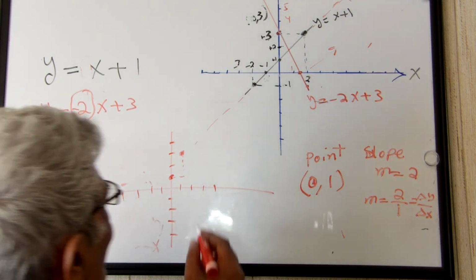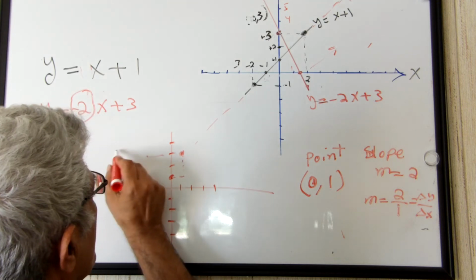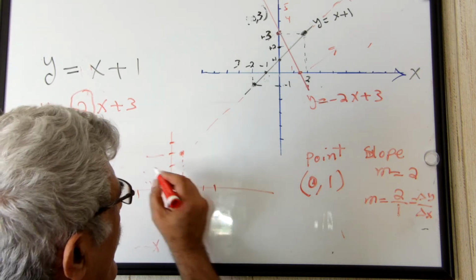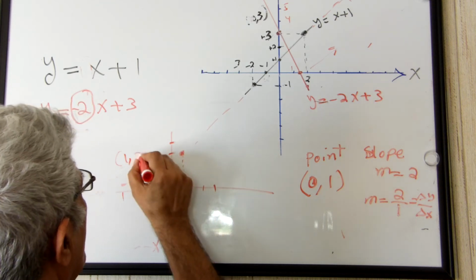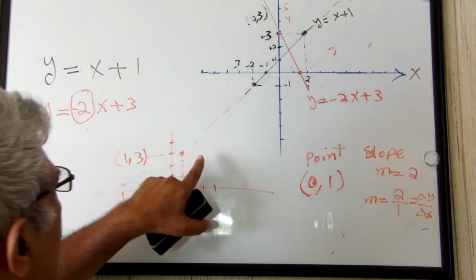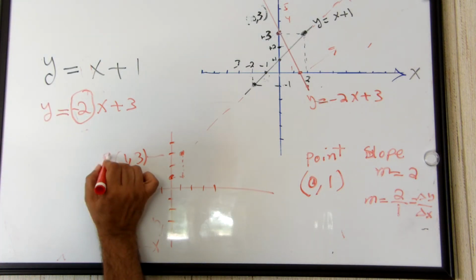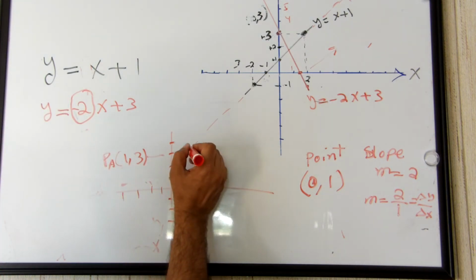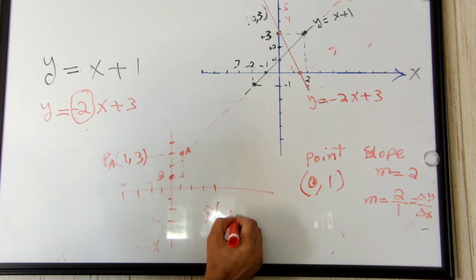And then the other point. This is the point we find out is going to be 1, 2, 3. The coordinates, this is the point A, like A. And this is B. B was 0 and 1.